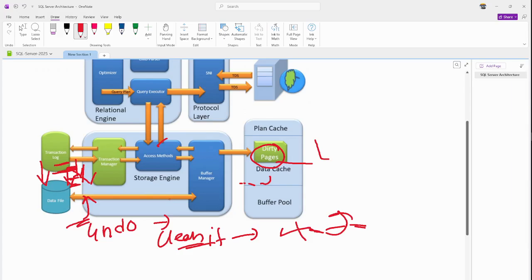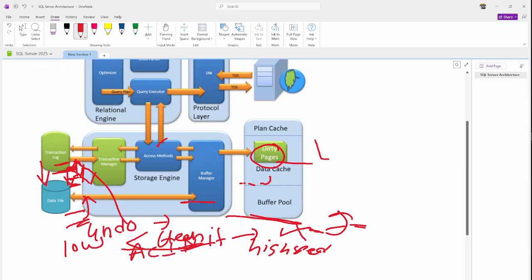So by separating the high speed, volatile memory operation, this is your buffer manager, from the low speed, this is very low speed, this is very high speed, there will be a persistent SQL log operation, that is your transaction logs. So SQL Server achieves this ACID compliance without sacrificing performance.